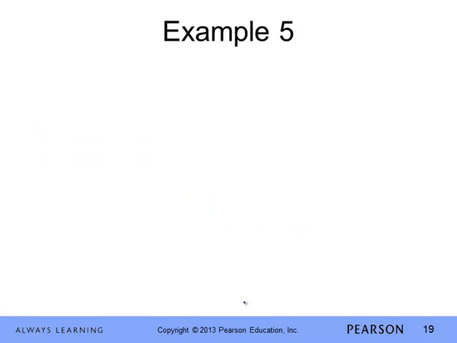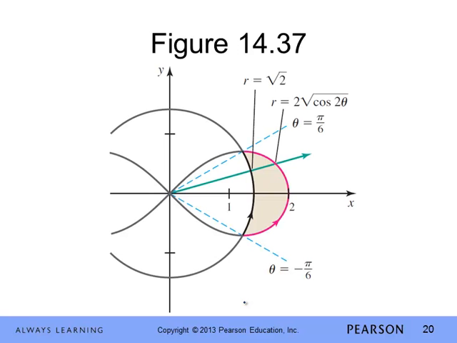Let's do another example here. Example number 5, area within a lemniscate. Compute the area of the region in the first and fourth quadrants outside the circle r equals square root of 2, and inside the lemniscate r squared equals 4 cosine 2 theta. All right, so here's a good visual of what it is that we need to find. This area right in here.